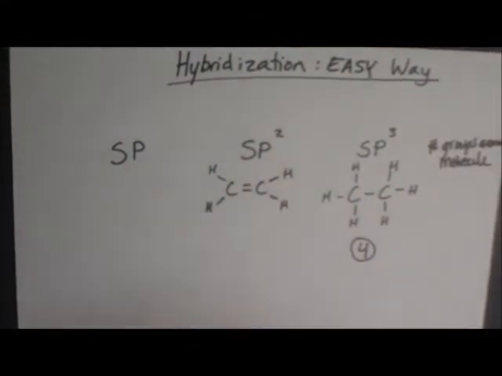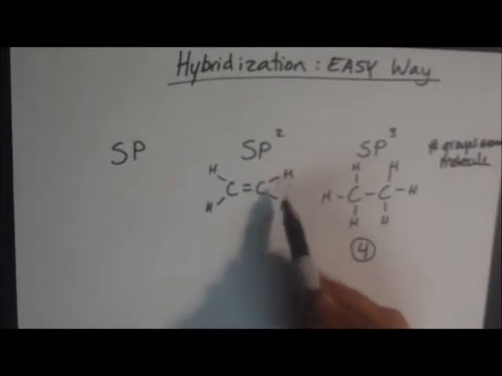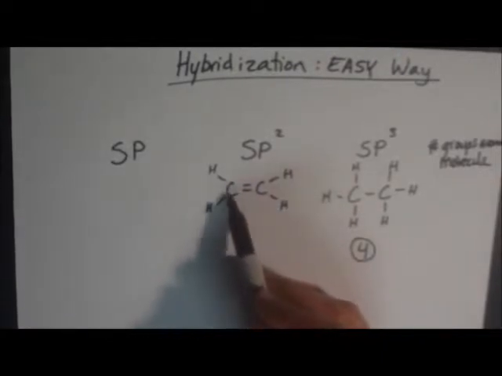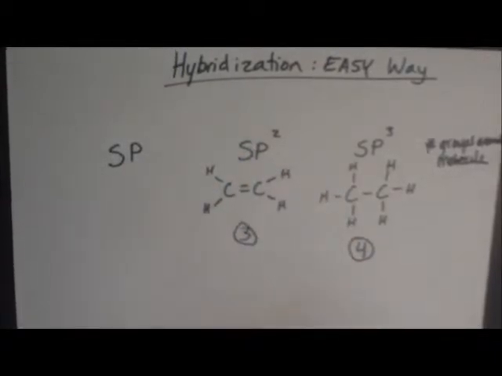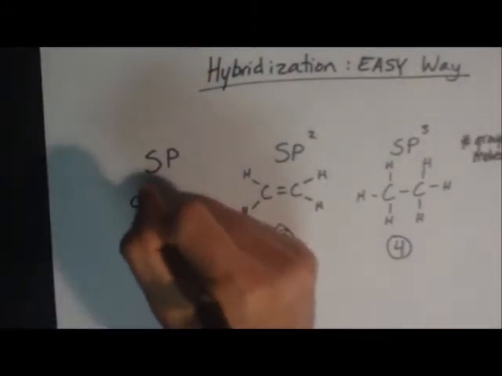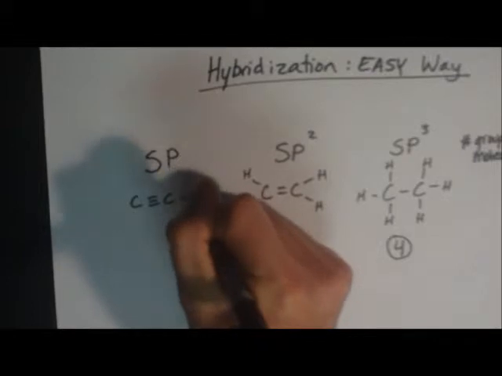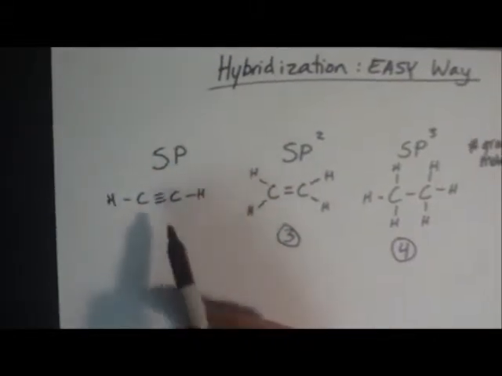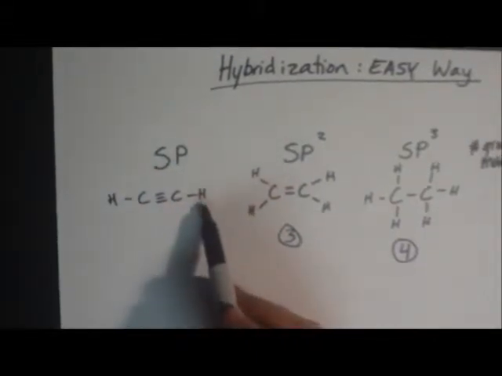Here, notice that I have a double bond. So what does this mean? We have a central carbon again, with 2 hydrogens now, and a double bond to carbon. Well, this double bond only counts as a single group still. So we have 1, 2, 3 groups attached to it. And when you have 3 groups attached, this carbon is said to be sp2 hybridized. Same with this one.